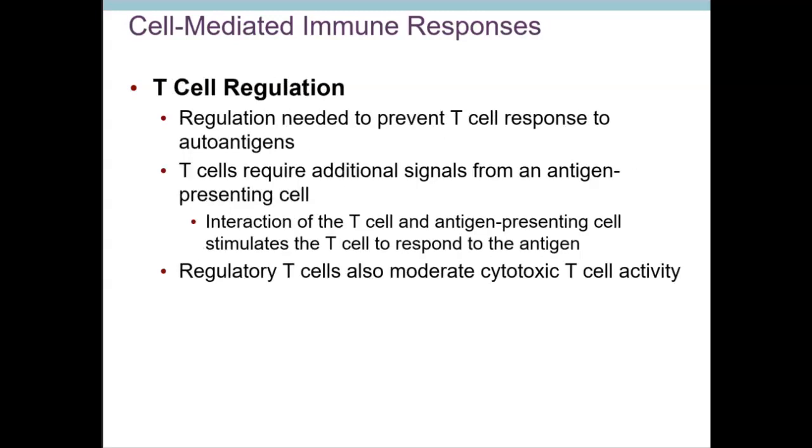So T cells need to be regulated to make sure that they don't respond accidentally to autoantigens. They've already gone through the clonal deletion process, but we still want to make sure that we don't have any slip through. So they really require multiple signals from that antigen-presenting cell before they really respond to the antigen. And then there's also regulatory T cells that sort of calm down the cytotoxic T cell activity over a longer period of time and get them back into an inactive state again.